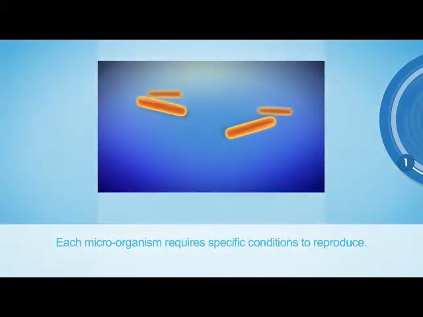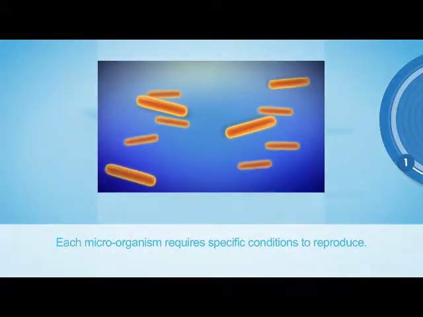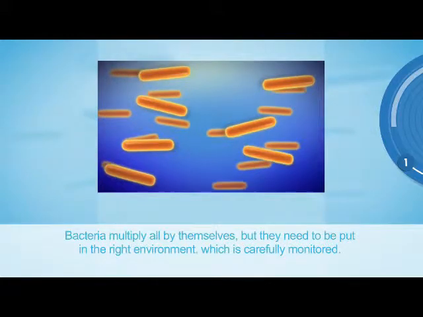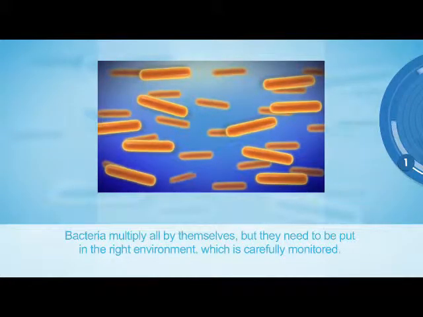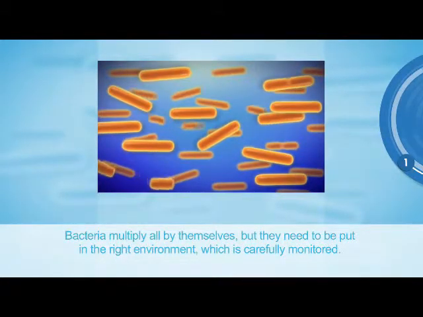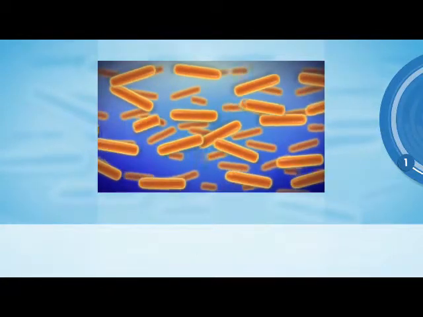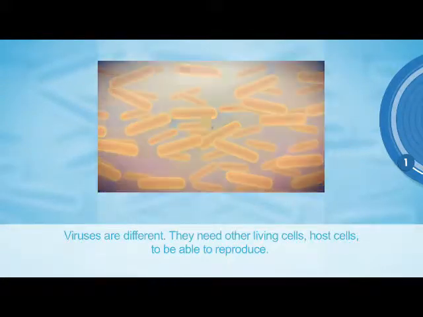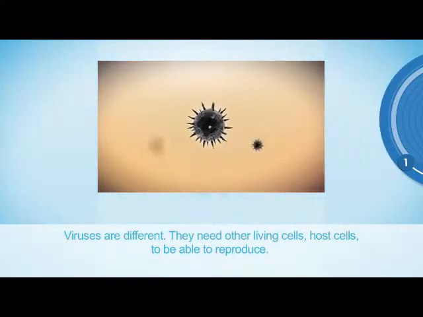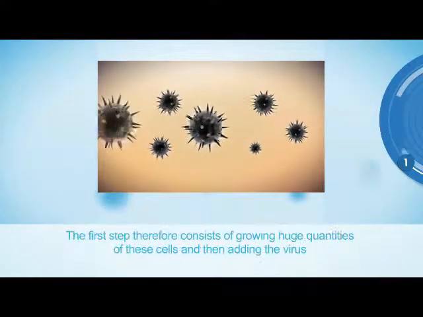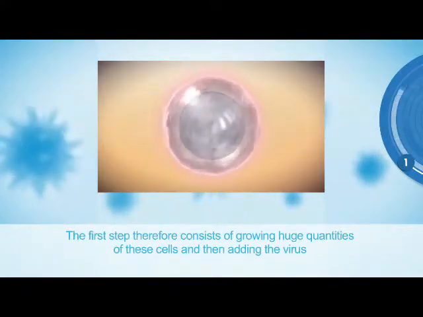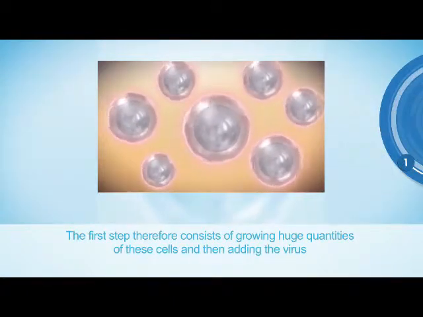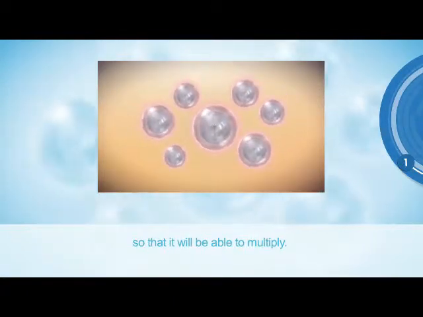Each microorganism requires specific conditions to reproduce. Bacteria multiply all by themselves, but they need to be put in the right environment, which is carefully monitored. Viruses are different. They need other living cells, host cells, to be able to reproduce. The first step, therefore, consists of growing huge quantities of these cells and then adding the virus so that it will be able to multiply.